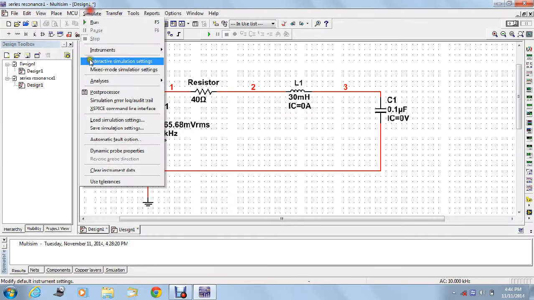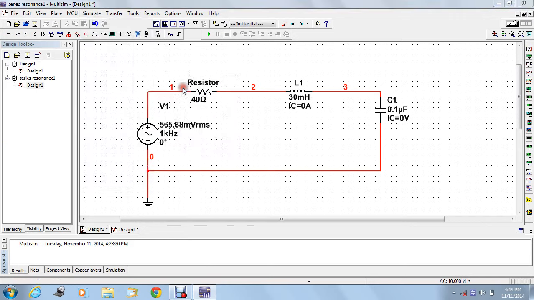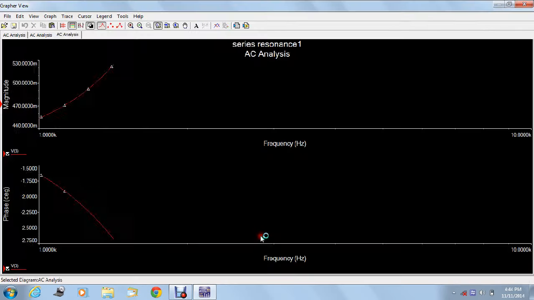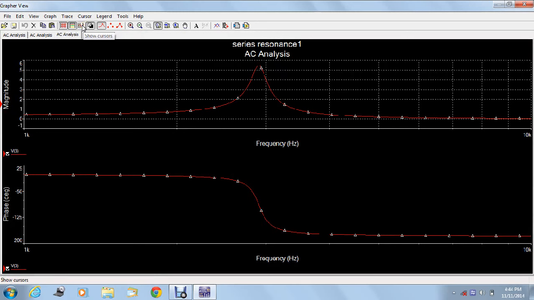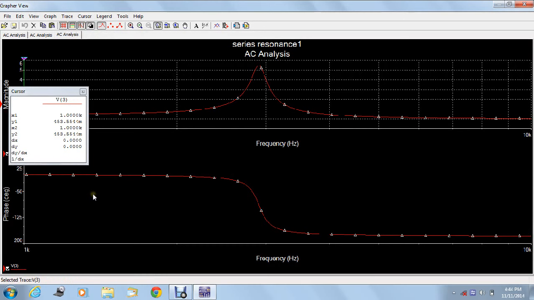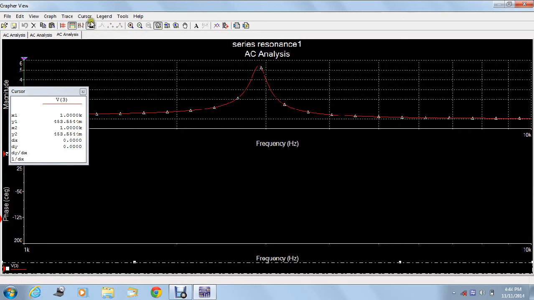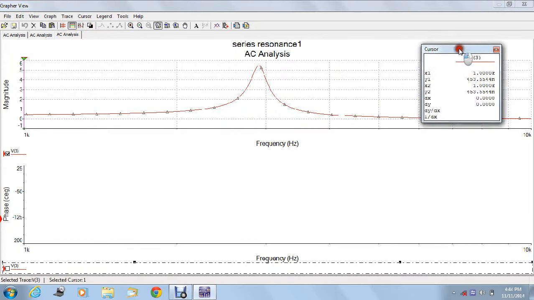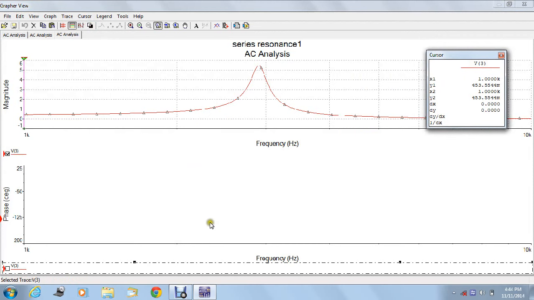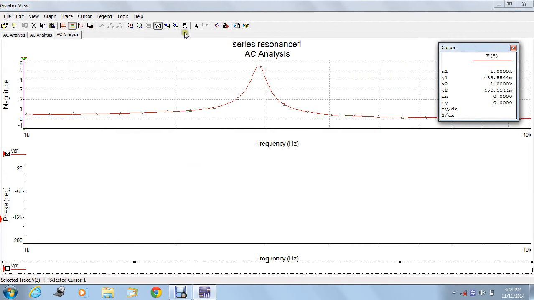So again, simulate, analysis, AC analysis, simulate. So on grid, show cursor. So this is your V3. I'm going to disable the phase shift graph because we just have to concentrate on this graph.